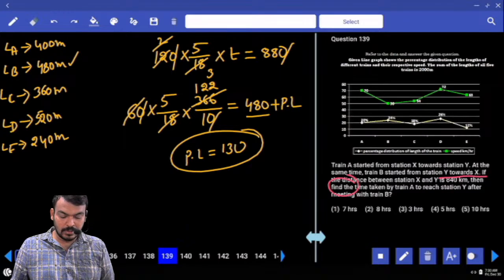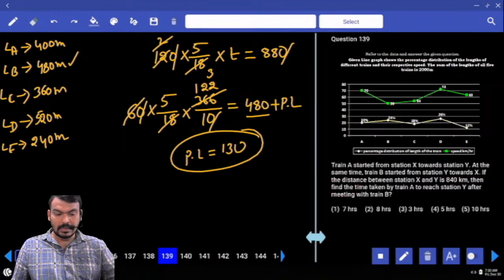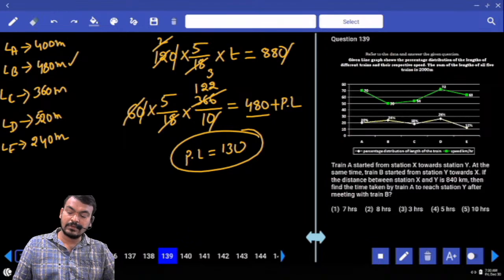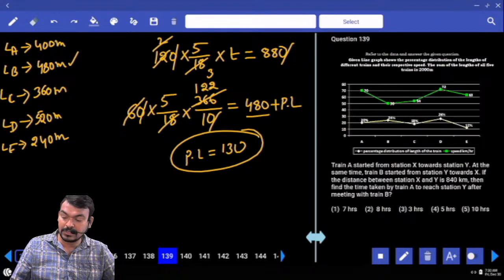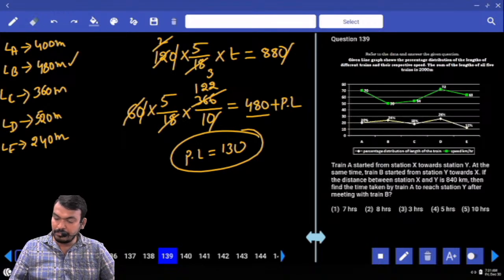Next question number 139. Train A started from station X towards which one? Station Y. At the same time, train B started from station Y towards X. If the distance between station X and Y is how much? 840. Then find the time taken by A to reach station Y after meeting with train B.